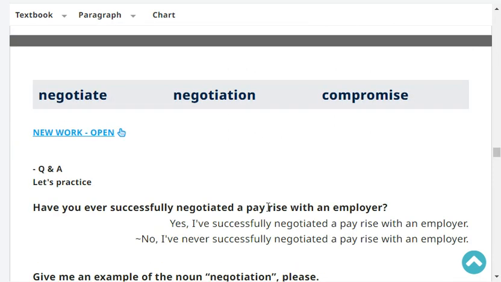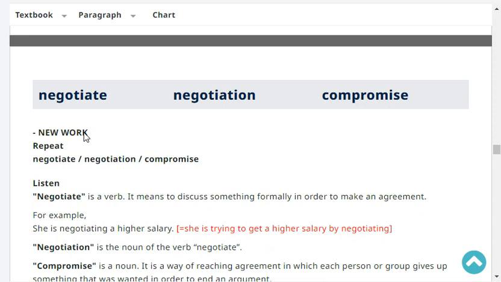Let's have new work. Okay. Very good. Okay, so let's start. Repeat. Negotiate. Negotiation. Compromise. Very good. Okay, listen.